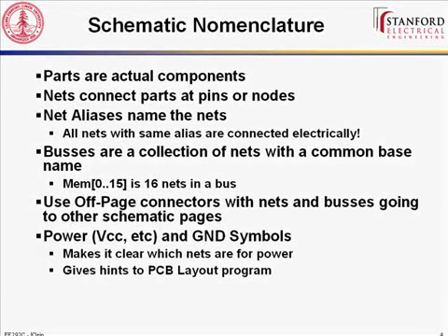Okay, and as we also talked about on the last slide, there are power and ground symbols. Really, you just put these to make it clear which nets are for power and ground versus which nets are just signals. But this will also give some hints to your layout program that these are power lines and not just signal lines. And that has an impact on the way that you route those nets.